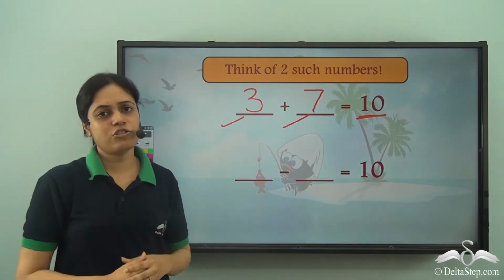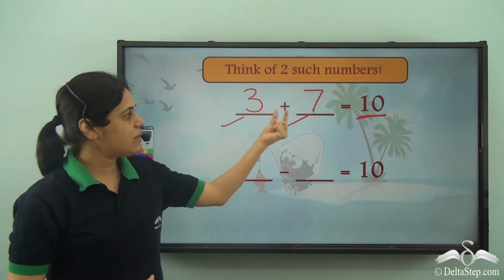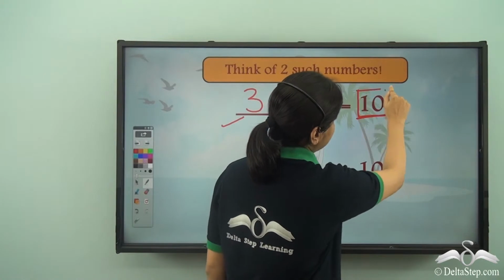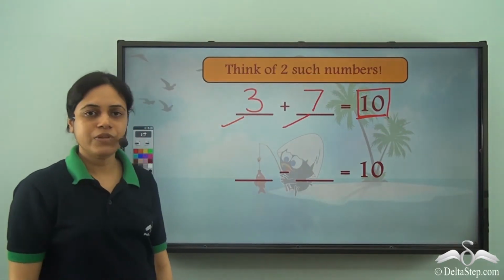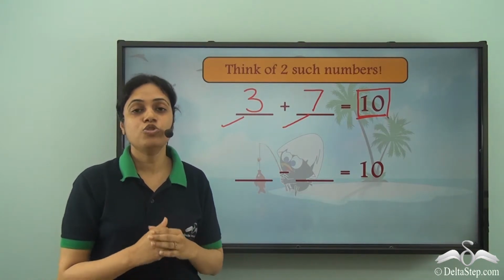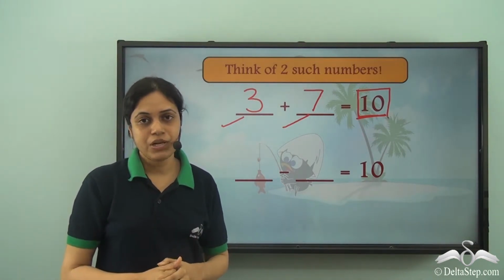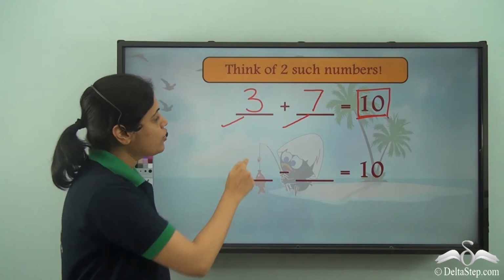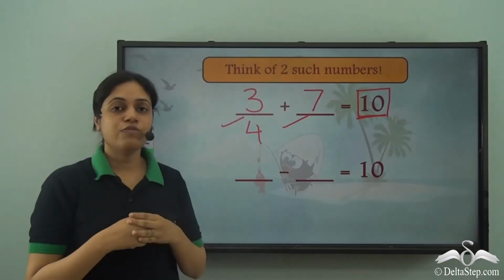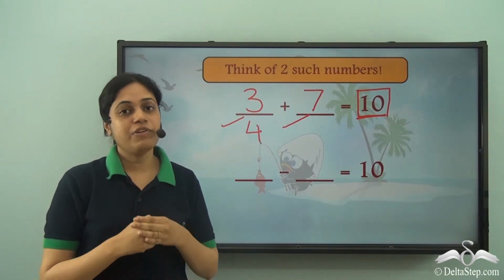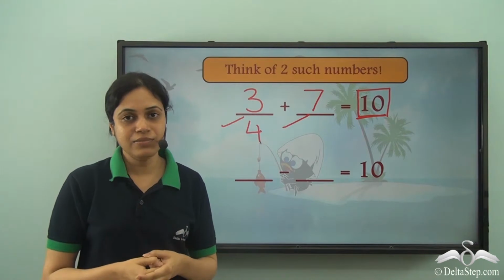Now can you cross verify? What is 3 plus 7? 3 plus 7 is actually 10. So this is correct. We have found two missing numbers. Now you may ask me, what if you would have taken 4 instead of 3? Then will you be able to reach the right answer?